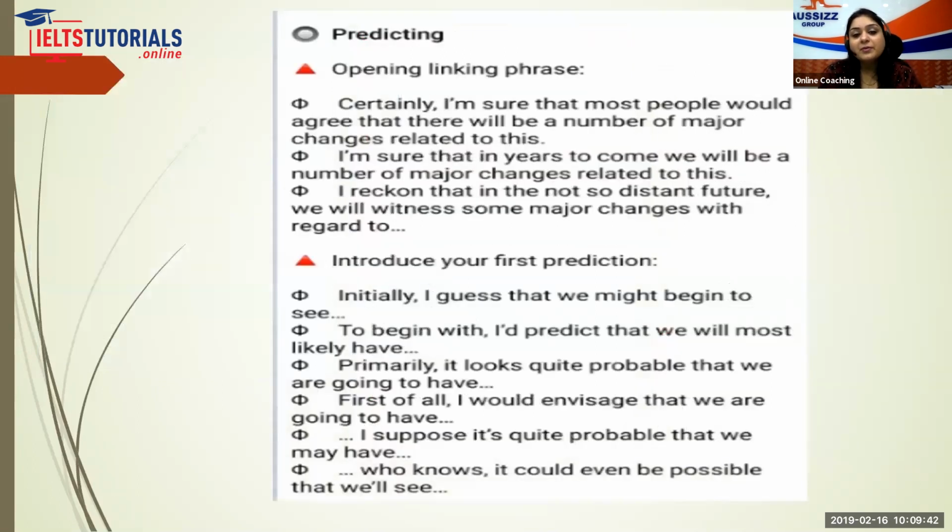Now, what if you are predicting, you are imagining? Opening linking phrases: "Certainly," because you are not so sure. But yes, you are saying that, of course, "probably it's going like this." So "certainly, I'm sure that most people would agree that there will be a number of major changes related to this." Okay. "Certainly, I'm sure that in years to come, we will see a number of major changes related to this." "I reckon that in the not so distant future, I will witness some major changes with regard to."